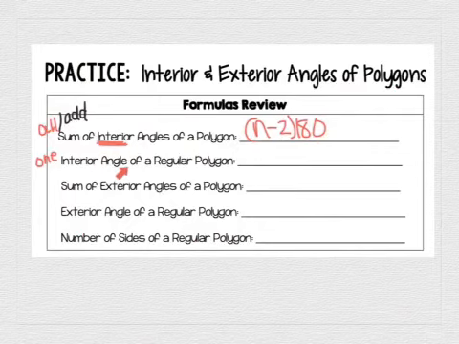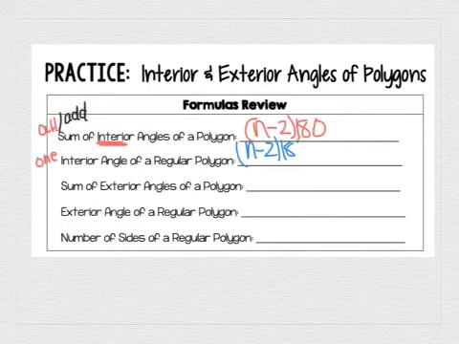The second one, the interior angle of a regular polygon. One angle, it may say each. So if we're looking for one angle, we're just going to do one extra step. We're going to do n minus 2 times 180, and then divide this by the total number of sides. That's what we're going to do if we're looking for just one.